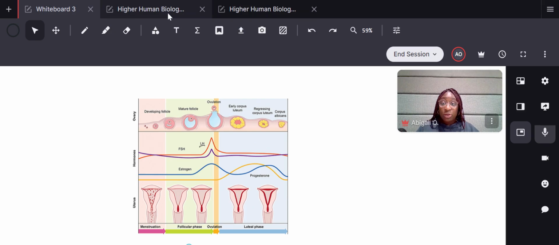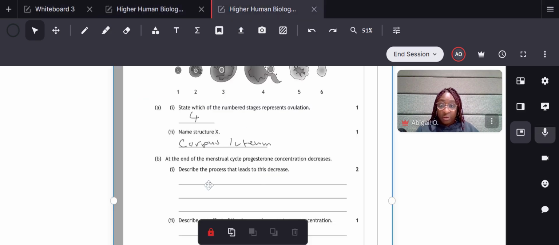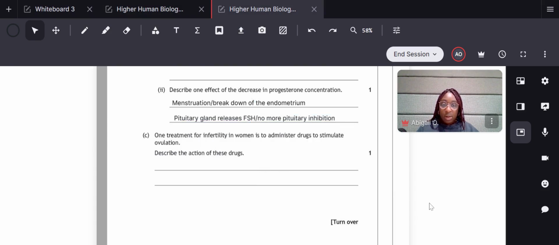There's many different things you could have said here to get the answer. Let's just look at a few of the things that they've put to get the answer here. So you could have said it causes menstruation, breakdown of the endometrium, or you could have said that the pituitary gland is going to release FSH, and that's basically signaling to the start of the cycle, or you have no more pituitary inhibition from your progesterone because your progesterone levels are low.